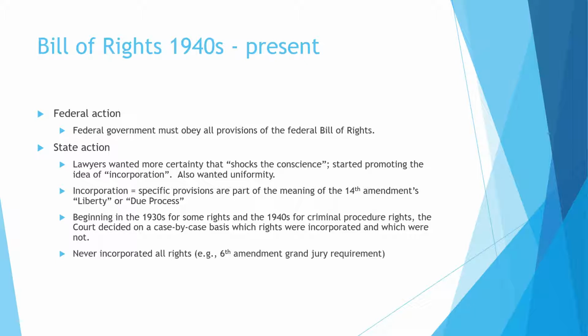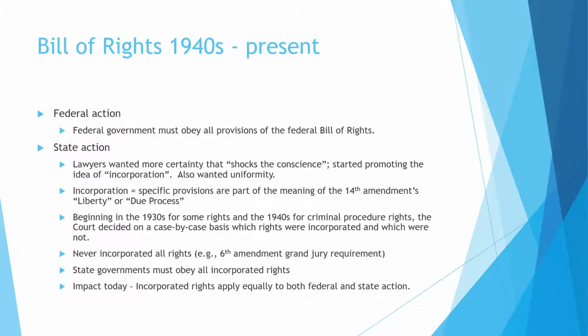The grand jury requirement is an example of one that hasn't been required. So the federal government must have a grand jury proceeding before they can bring charges. The charges are brought after a grand jury. In states, we don't have to. So states must obey all incorporated rights, but not all the rights are incorporated. So today, the effect is that incorporated rights apply equally to both federal and state action. So almost all the Bill of Rights now do apply to both state and federal government.